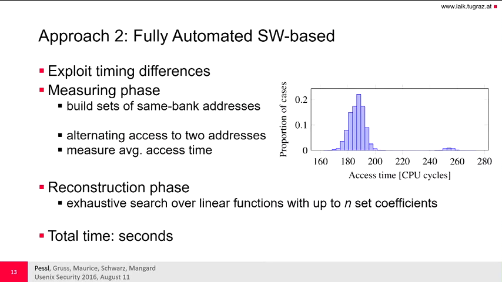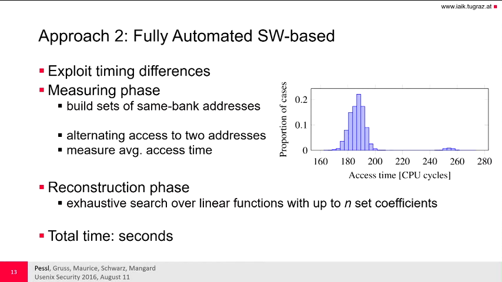Now, the second approach we have is a fully automated software-based method. It exploits timing differences coming from the row buffer. These are the same timing differences we have for the attack later on. It proceeds in two phases. First, in a measuring phase, we try to build sets of addresses that map to the same bank but a different row. We do that by picking address pairs and then performing an alternating access between those two addresses, and also keep measuring the average access time.